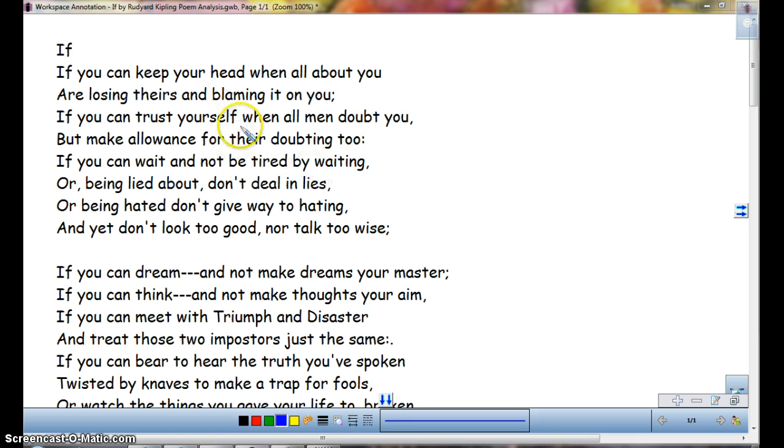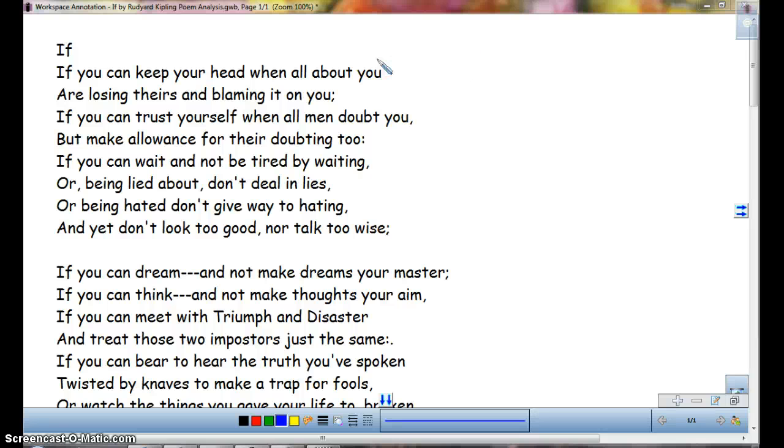So if we look at this poem, If, by Rudyard Kipling: If you can keep your head when all about you are losing theirs and blaming it on you. If you can trust yourself when all men doubt you, but make allowance for their doubting too. If you can wait and not be tired by waiting, or being lied about, don't deal in lies, or being hated, don't give way to hating, and yet don't look too good nor talk too wise.